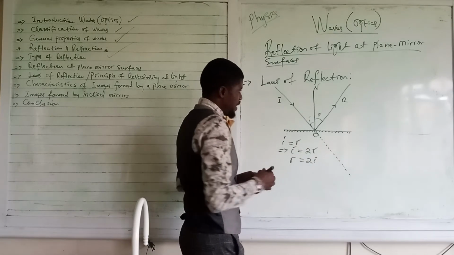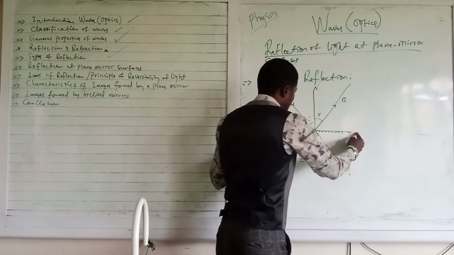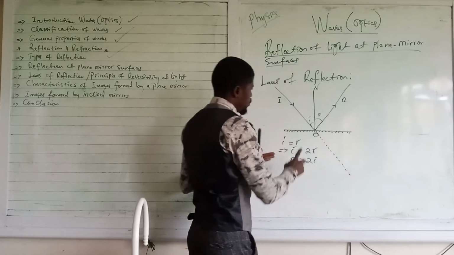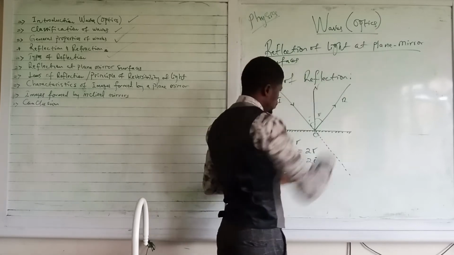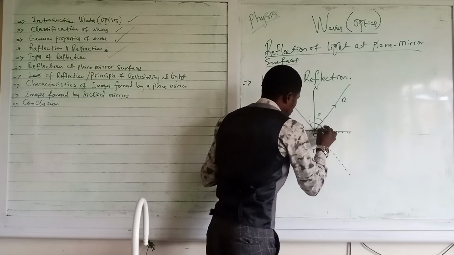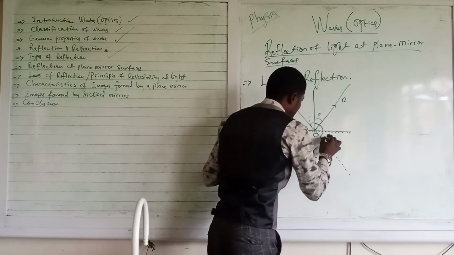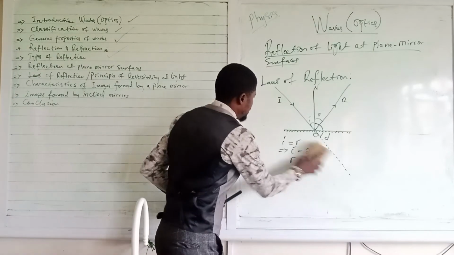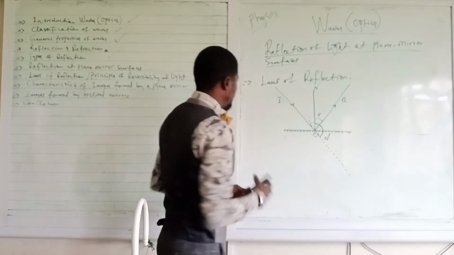However, there is a surface here saying this ray will not pass down. And so the ray has to reflect up this way. And so we say that this angle from the normal to this place is called the angle of what? Deviation. The angle of deviation.